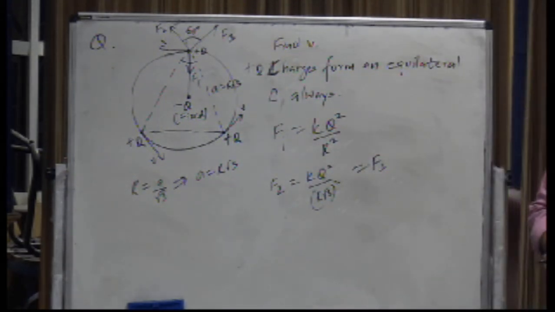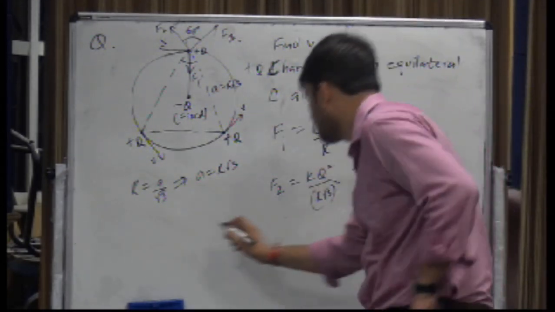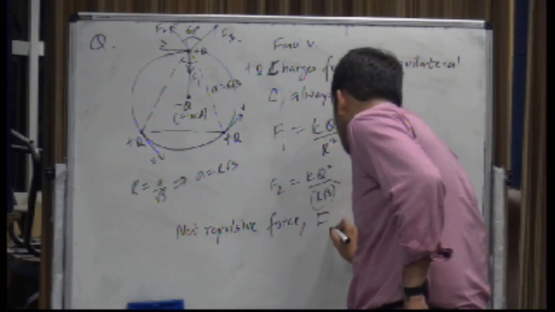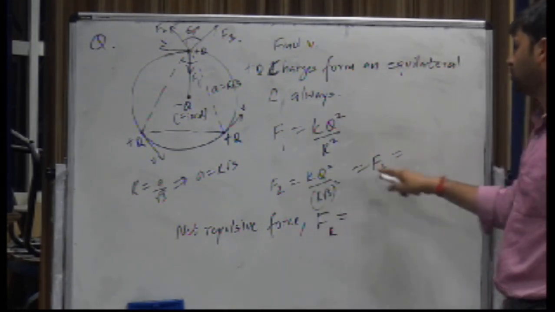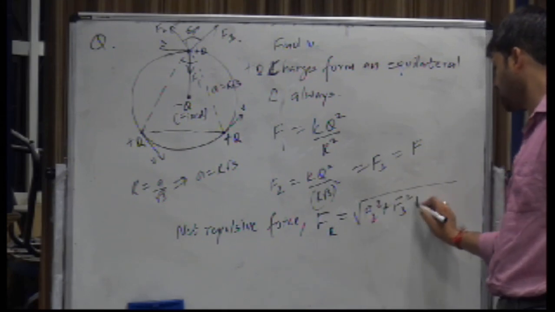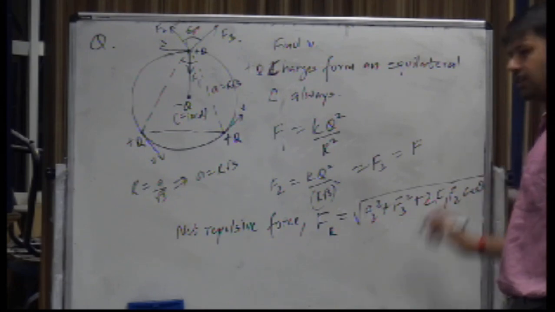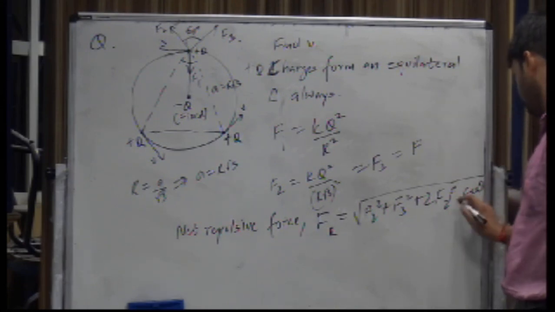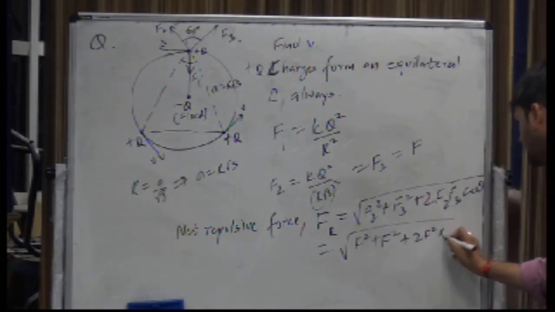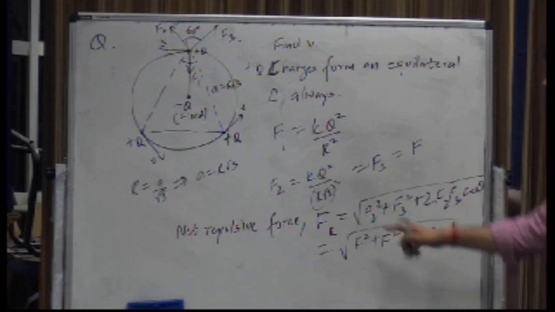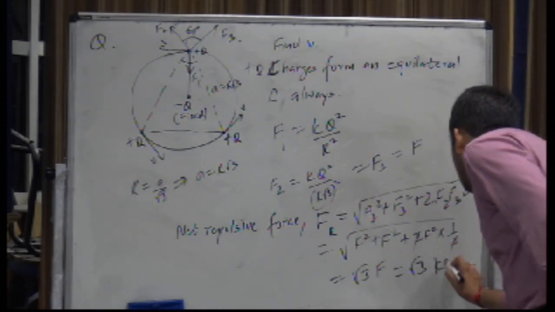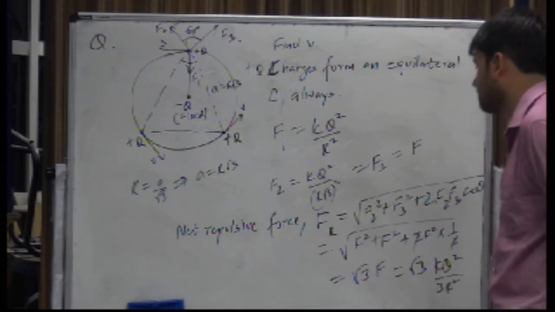Right? So net repulsive force, a combination of these two forces. F2 का whole square plus F3 का whole square plus 2 F2 F3 cos theta. Since the two forces are equal, let's call them F, so F under root F2 square plus F3 square plus 2 F2 F3 cos theta, right? Or I can simply write F square plus F square, because they have equal magnitude, 2F square. Angle is cos 60. Cos 60 is half. So it would be under root of 3F square, or root 3F, or root 3 kq square by 3r square. Right? Yes sir.